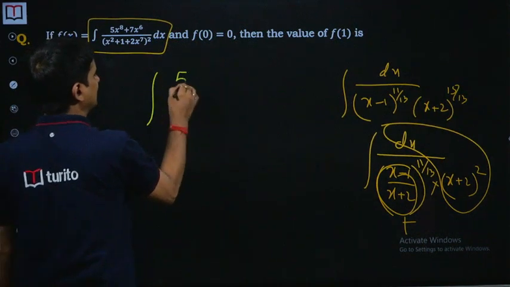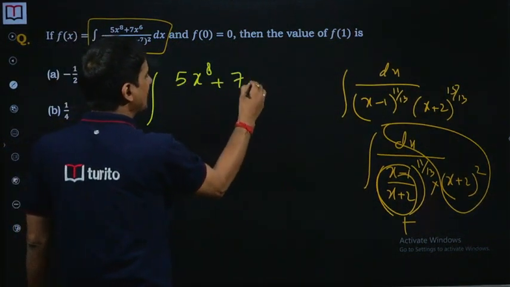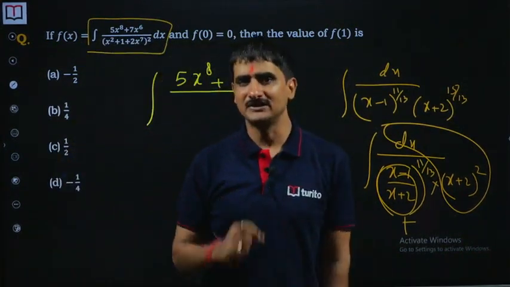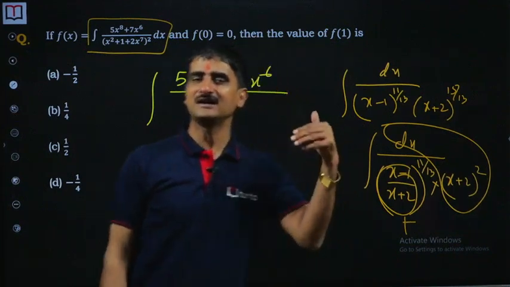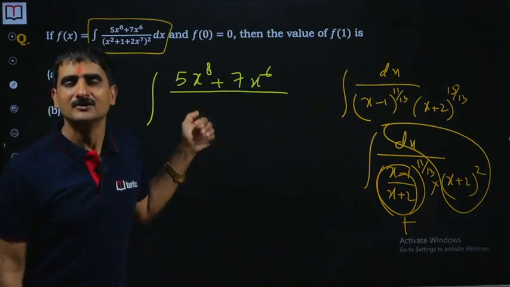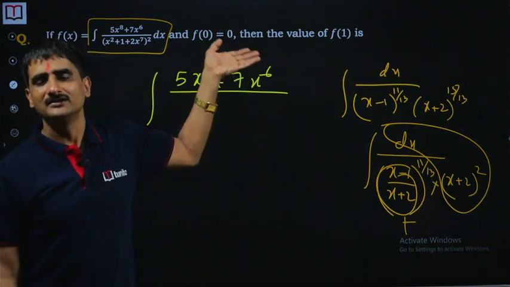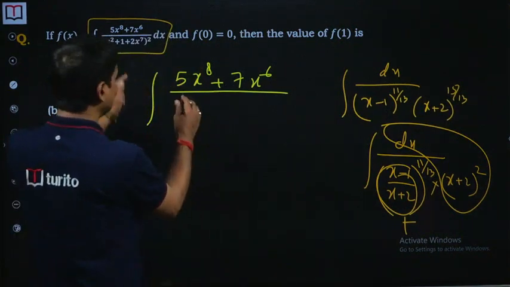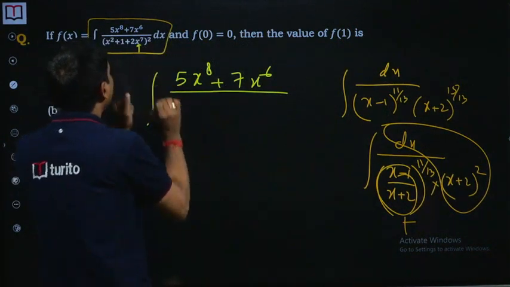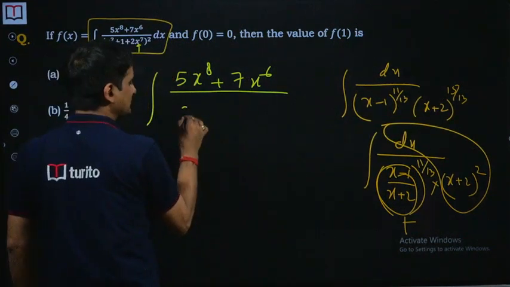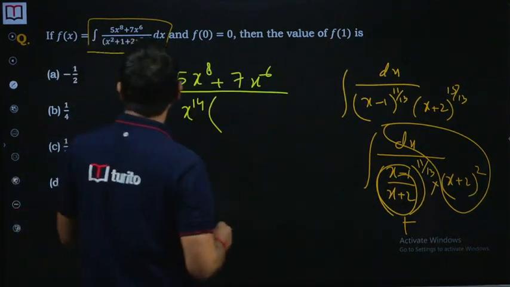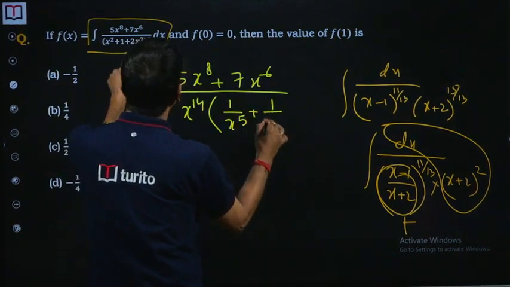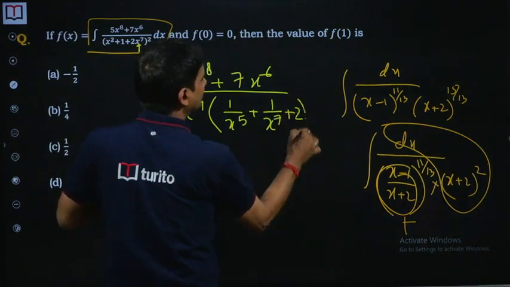Now the interesting part here, or what I always try in such questions, is to take something common from the denominator, such that when you take that common factor from the denominator, the numerator becomes the derivative of the denominator. So that's what I try. So I took x raised to power 7 as it is, so you get x raised to power 4 out of this bracket. So it's 1 upon x raised to power 5 plus 1 upon x raised to power 7 plus 2, whole square.